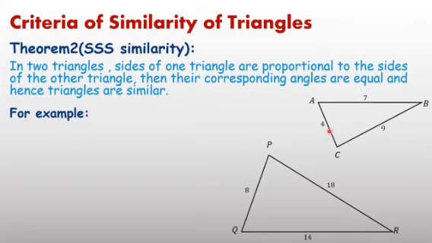Just to observe, and easily you can observe here, 4 to the 8 implies 4 upon 8, 1 upon 2, so AC upon PQ equals 1 upon 2. Second, AB equal to 7 units is given, and QR is 14, so AB upon QR equals 7 upon 14 equals 1 upon 2.